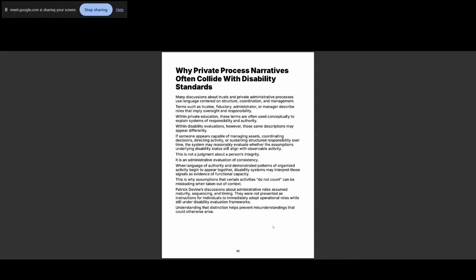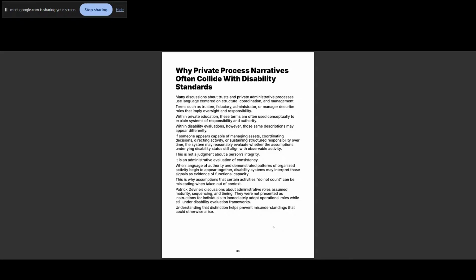When language of authority and demonstrated patterns of organized activity begin to appear together, disability systems may interpret those signals as evidence of functional capacity. This is why assumptions that certain activities do not count can be misleading when taken out of context.